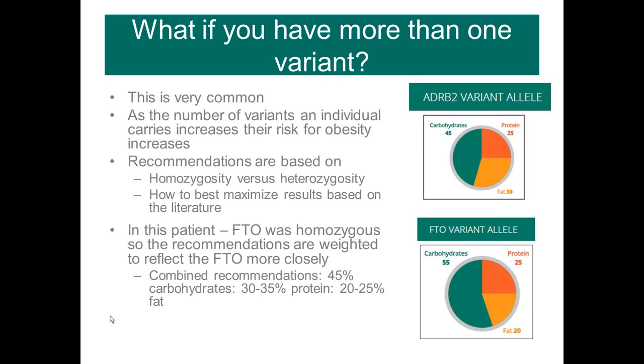If they carry more than 1 allele in a particular gene, and how we're going to put those together. So this particular patient was homozygous for FTO, so it's slightly weighted to reflect the FTO more closely. So for this individual, the recommendations would be 45% carbohydrates, because that still pertains to the ADRB2 not having the insulin issues. 30 to 35% protein, as FTO carriers do better with a little bit more protein, and still 20 to 25% fat, as FTO carriers do not do well with a higher fat diet.